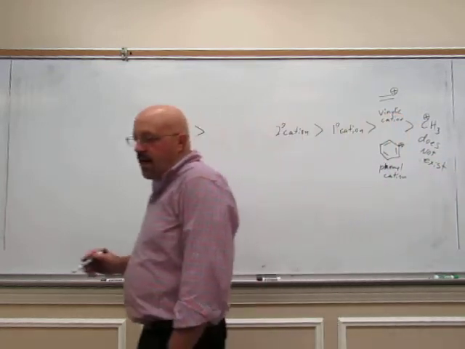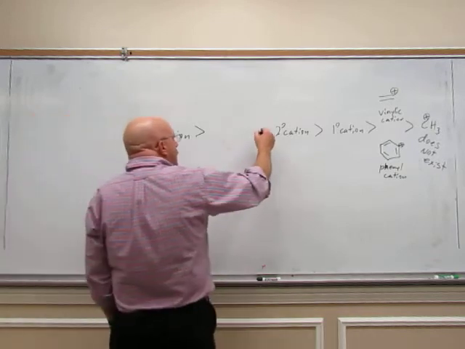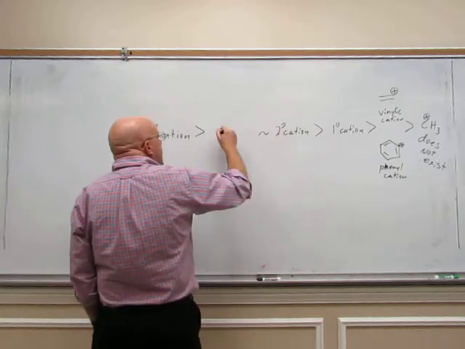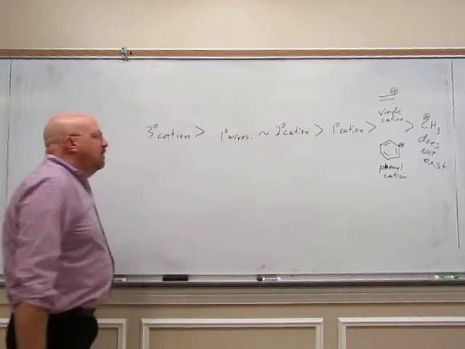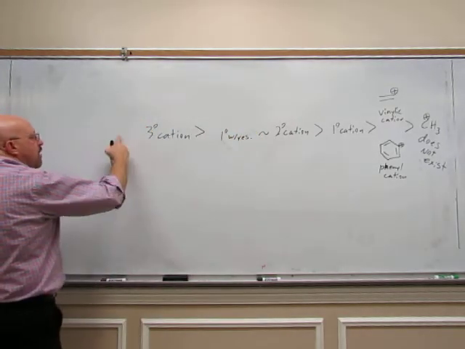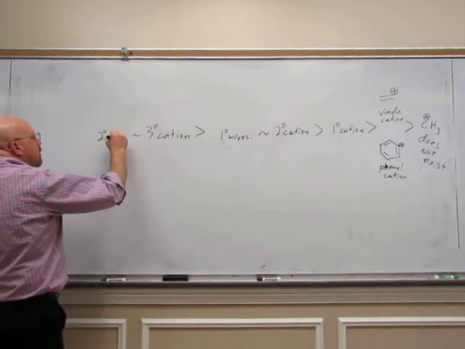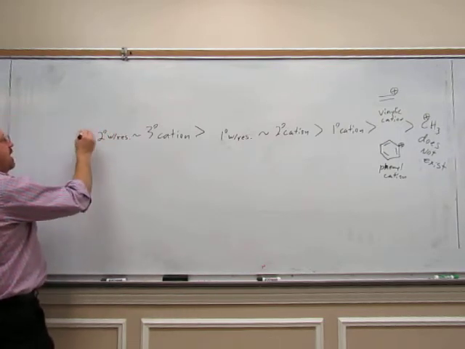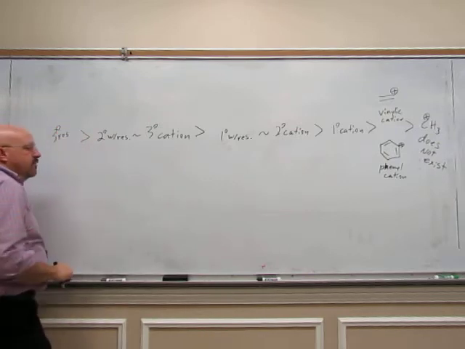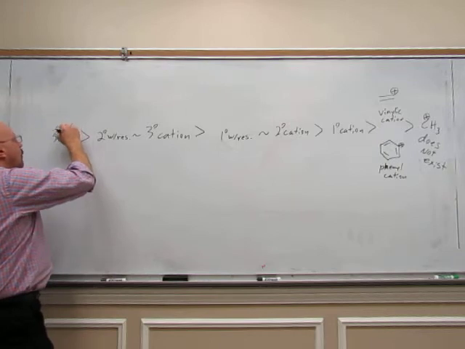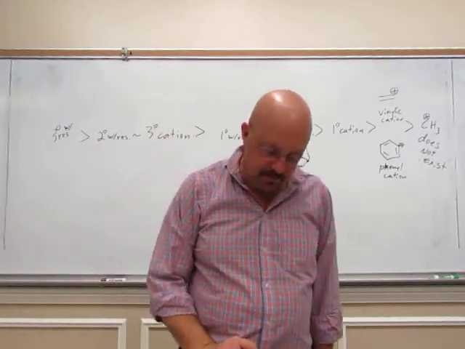Now, we talked about resonance with cations. Resonance bumps you up one spot. So about the same as a secondary cation would be a primary with resonance. If you have a secondary with resonance, it's going to be up here about the same as a tertiary. And then, of course, if you had a tertiary with resonance, that would be the most stable. So resonance bumps you up one spot as far as stability goes.